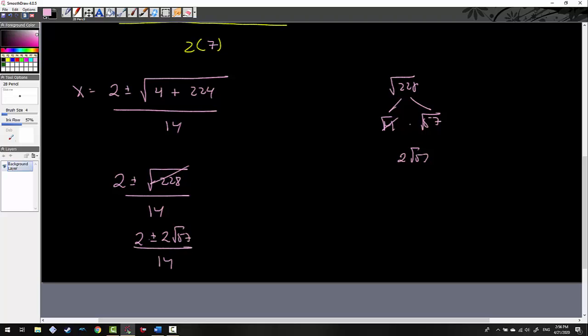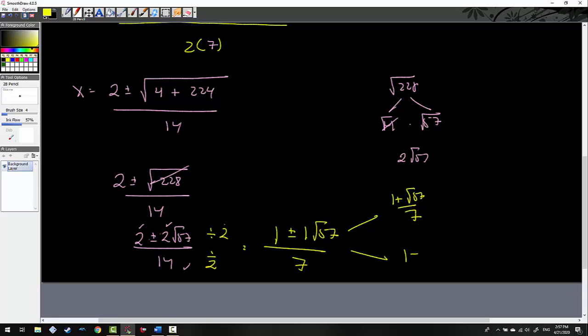Now again, just like the first problem, notice how we've got even, even, and even. I will go ahead and divide the top and bottom by 2 to reduce the fraction. So 2 divided by 2 is 1, 2 divided by 2 is 1, plus or minus root 57 over 7. And then you would split your answer. So 1 plus root 57 over 7, 1 minus root 57 over 7. And those would be your answers.